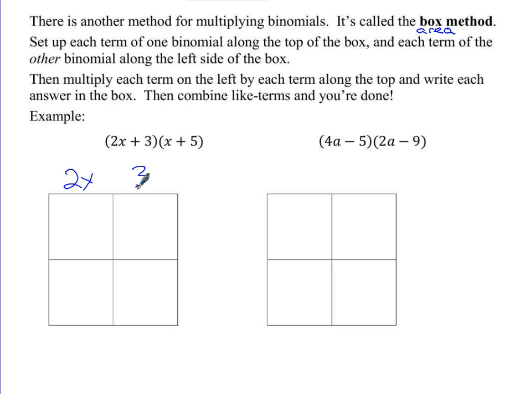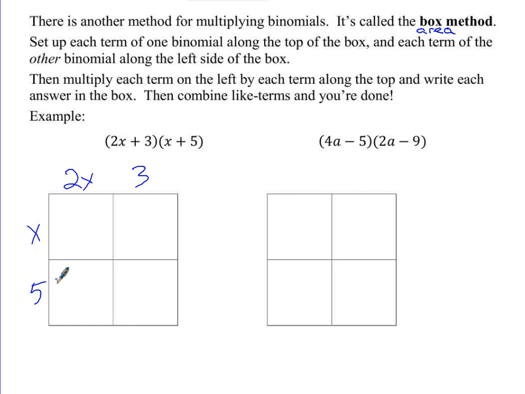It's a math Punnett square, that's right. For those of you who have had, what class is that? Biology. Good. Each term along, for the other binomial along the left side of the box, so that would be x here and 5 here. And then for those of you who have had biology, what are we going to do?